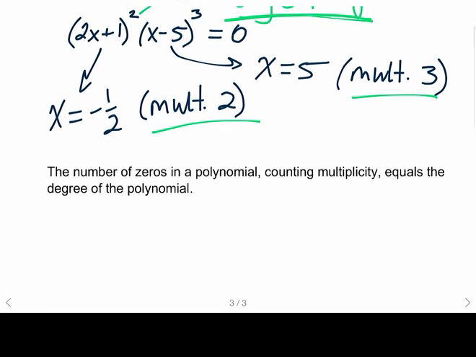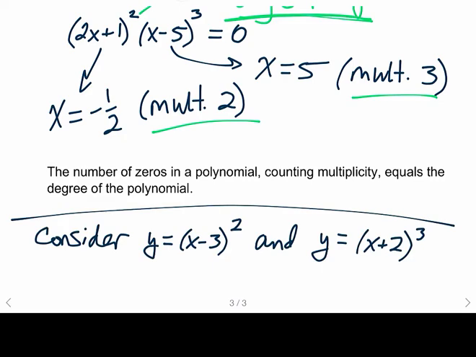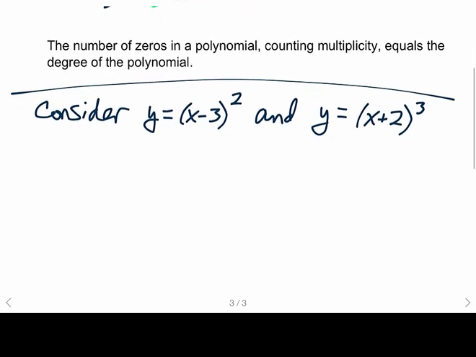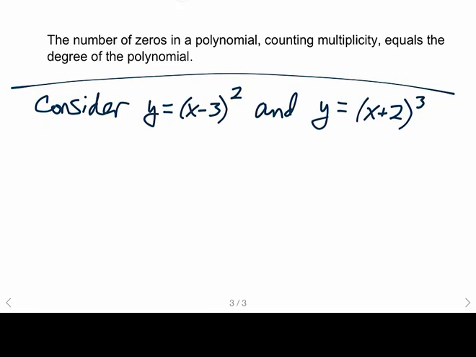So what I'd like to do is consider y equals x minus 3, the quantity squared, and y equals x plus 2, the quantity cubed. Well, yeah, okay. For the first one, x equals 3 is a zero of multiplicity 2. For the second one, x equals negative 2 is a zero of multiplicity 3. What I want to do is talk about why multiplicity is important as far as graphing is concerned. It actually indicates the behavior of a graph at a zero. To see how that works, we're going to look at quick sketches of each of these functions.